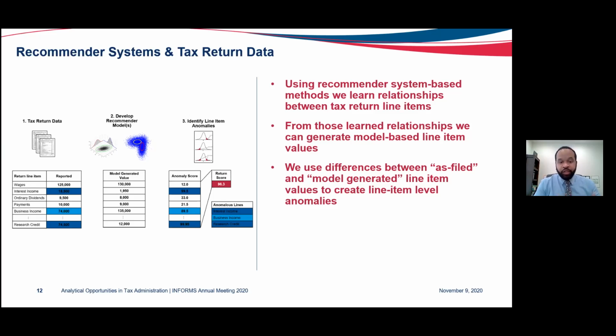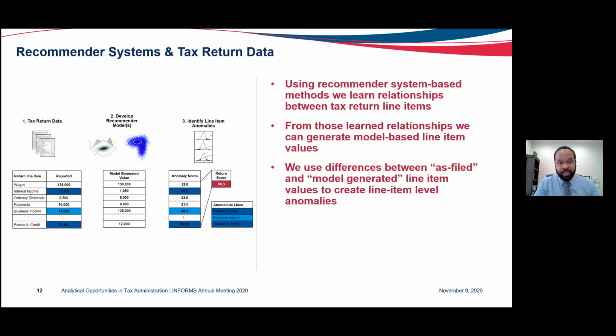So what we have there is two totally different domains, but they can share a common analytical framework. Once we're able to develop a recommender-based approach and provide estimates at model-generated tax return line item level, that in isolation might not be enough signal for decision-making. However, we can use the as-reported line items to put the model-generated line item values into some type of context.